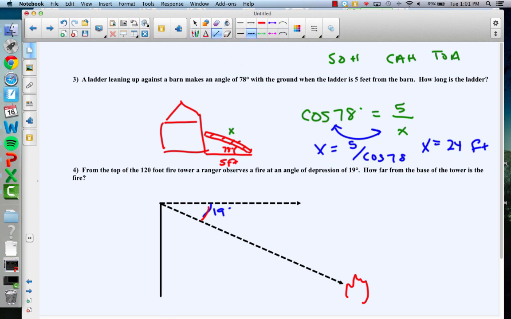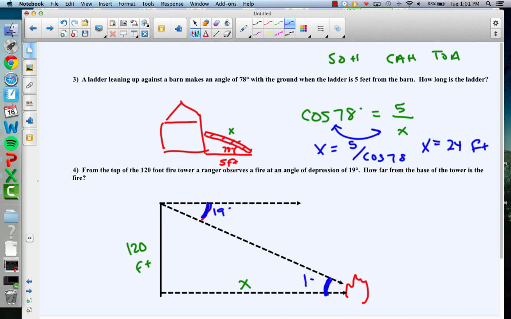So it wants to know, how far is this? So how far is it? X, and we know that the tower is 120 feet. So label what you can. Well, right now we don't have enough inside the triangle, but remember the angle of elevation and depression are exactly the same. So if this right here is 19 degrees, go to your alternate interior angle. That means that has to be 19 degrees. So it's going to be very helpful.